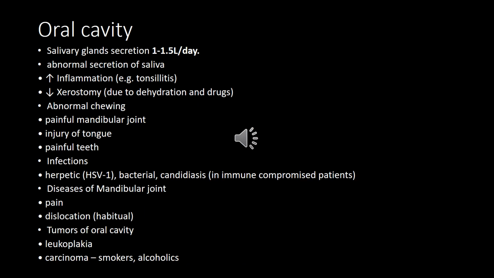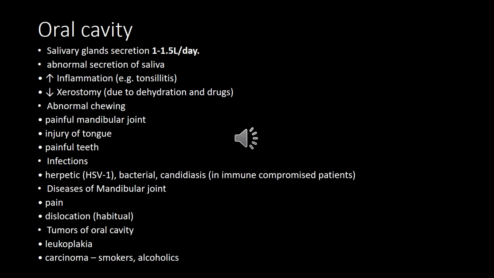Okay, so here we'll discuss the pathologies which are associated with the oral cavity. That can be salivary gland secretions, which are usually 1 to 1.5 liters per day. And in case of any pathology, it can be increased or decreased. The normal daily production of salivary gland secretions can vary.